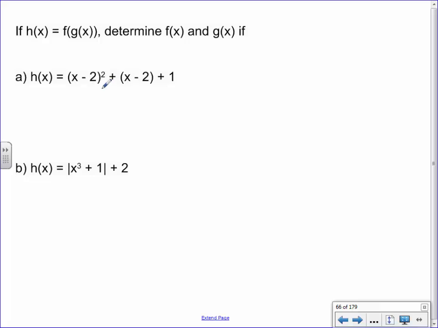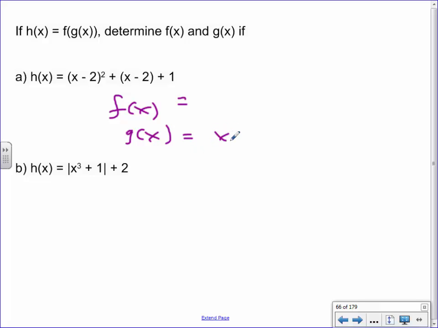So let's try the first one together here. I need to have two functions. One of them is f of x. One of them is g of x, where the g function was put inside the f function. So I'm going to take a stab at it. Which function is the inside function? The one that's been replacing something?